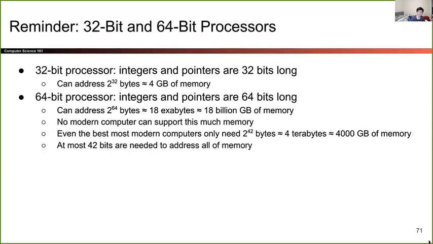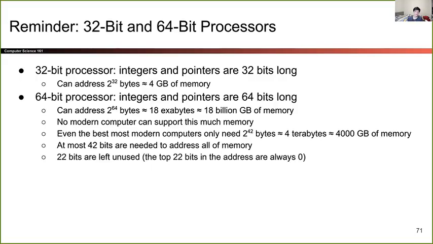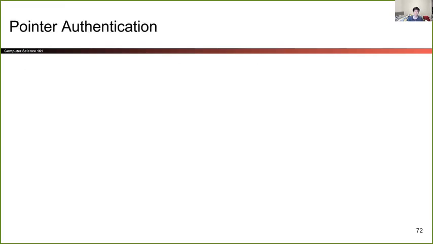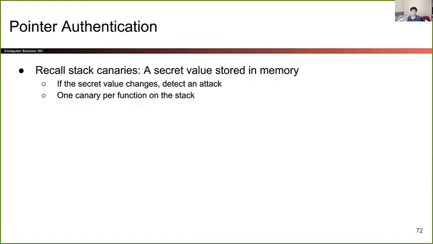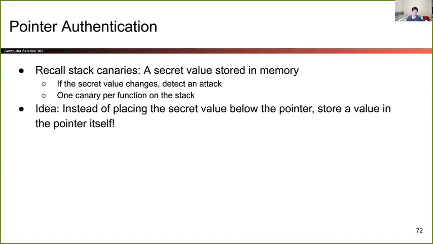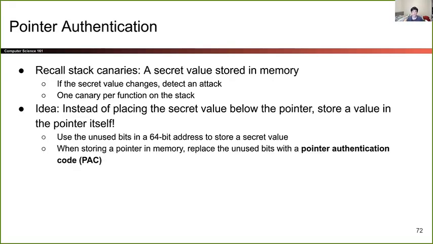This means that if only 42 bits are needed to address all of memory, then we have some bits left over that we can use to somehow store some secret value. So this is where we get into pointer authentication. For stack canaries, we had a secret value that was stored in memory, and if the value changes, we crash. Now, instead of placing the secret value below it in memory, we're going to store the value within the pointer itself, within those 22 bits that we weren't using before. When we store the secret value in the pointer, we're going to call it the pointer authentication code, or the PAC.